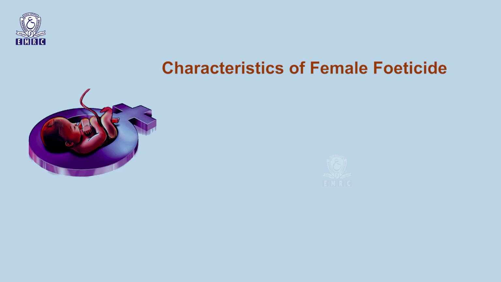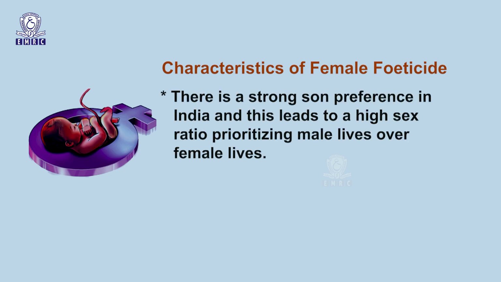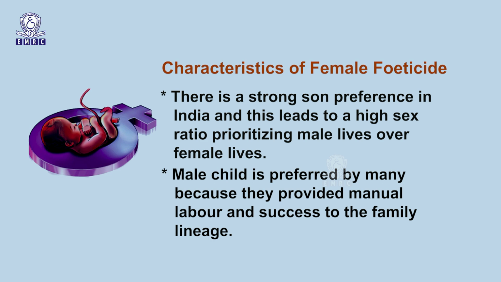The characteristics of female feticide. There is a strong son preference in India, and this leads to a high sex ratio, prioritizing male lives over female lives. A male child is preferred by many because they provide manual labor and carry on the family lineage. The selective abortion of female fetuses is most common in areas where cultural norms value male children over female children for a variety of social and economic reasons.